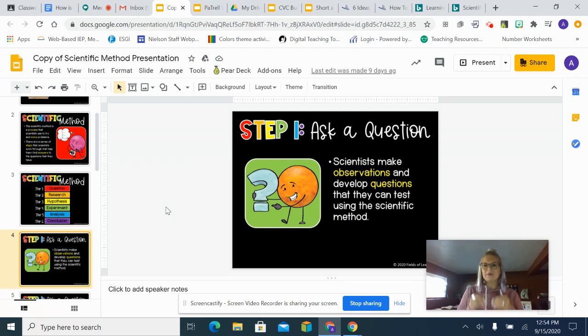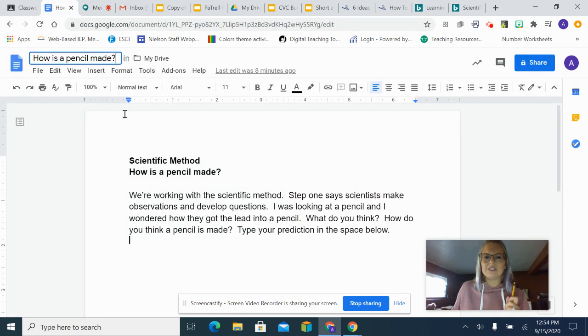So scientists make observations and develop questions that they can test using that scientific method. So today I'm asking you the question, how is that pencil made? How is a pencil made? So if I'm looking at this pencil right here, I'm asking you, how is it made? How did that lead get in here? How is that eraser there? That's what I want you to find out for me today. Can you tell me? So that's what I'm asking you today to do for me.